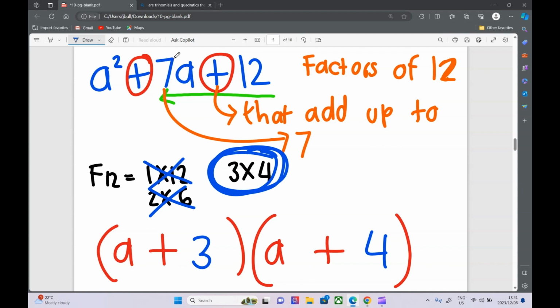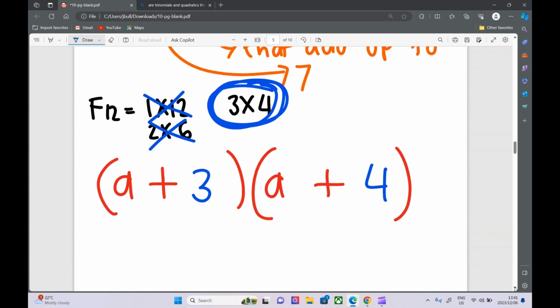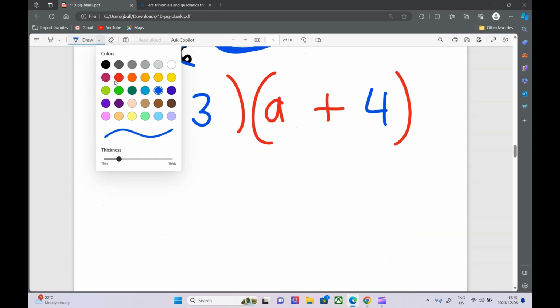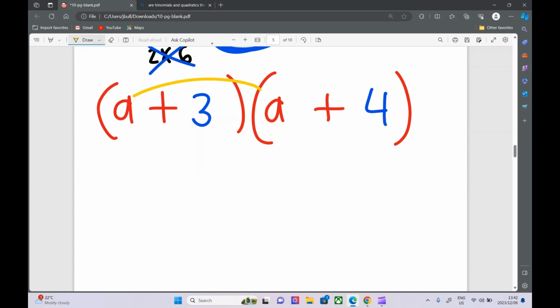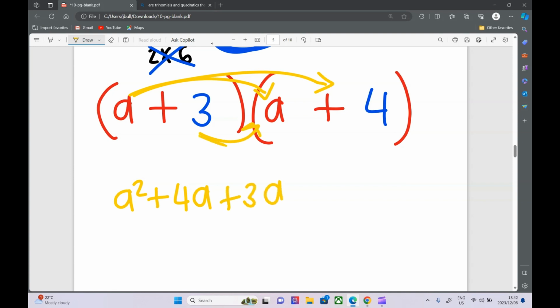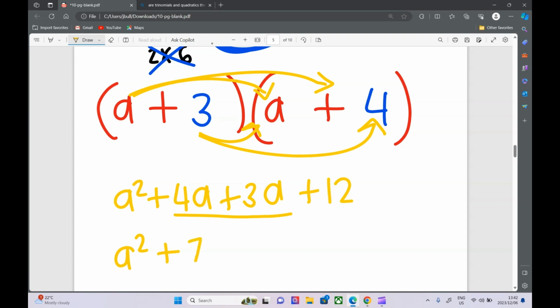If you weren't so certain, or if you wanted to make sure, remember, opposite of factorizing is expanding, so you can check yourself. So let's do it in a different color. Let's just check this. So a times a is a squared. A times 4 is 4a. 3 times a is 3a. 3 times 4 is 12. If I simplify it then, it's going to be a squared, 4a plus 3a is 7a, and then 12. And you can see that is the expression that we started with. So then I know if I get this back, I know my factorizing was right.